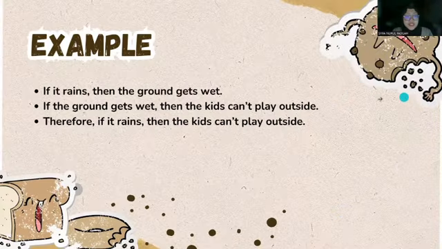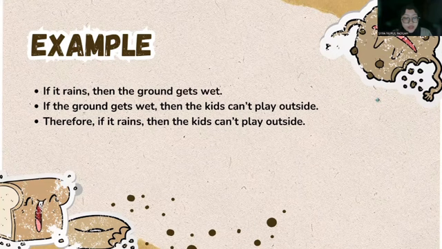Let's take a look at the first example. This is one example that you can relate to. The first statement is: if it rains, then the ground gets wet. The second statement is: if the ground gets wet, then the kids cannot play outside. The conclusion is: therefore, if it rains, then the kids can't play outside. So, see, we connected the first if-then with the second one, and we got a logical conclusion.